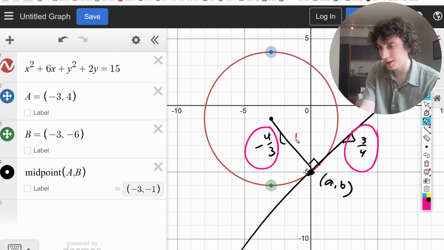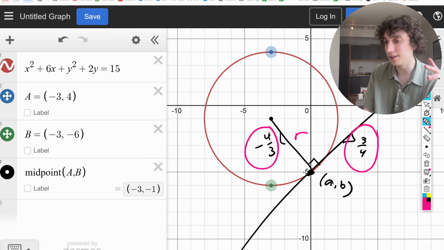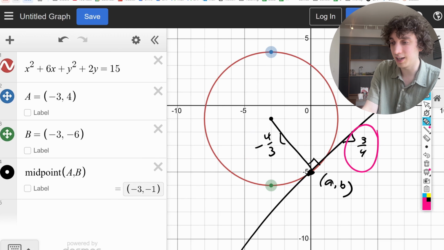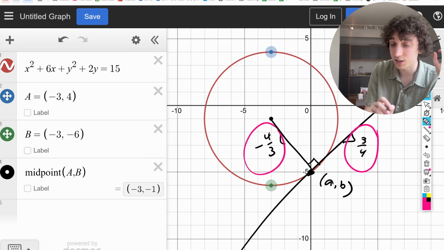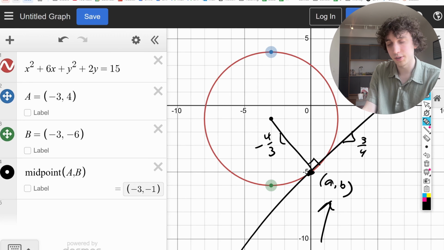So again, this is really weird to think about. Most people are used to thinking about the radius as a distance, because the radius itself is indeed a distance, but we are concerned not with the length of the radius, but with its slope of -4/3. So now the question is, how do we find AB given this information?